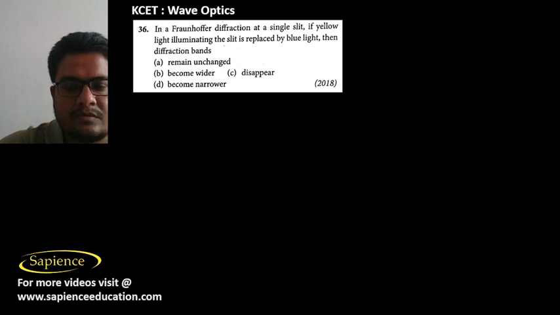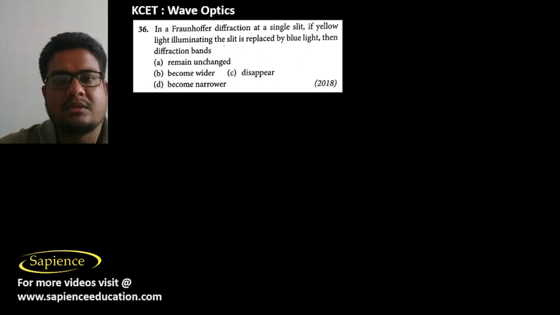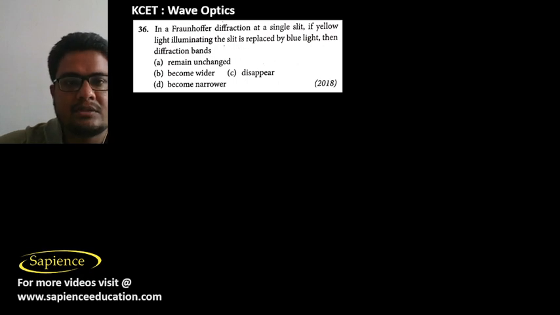In Fraunhofer diffraction at a single slit, if yellow light illuminating the slit is replaced by blue light, then what happens to the diffraction bands? The wavelength of blue light is less than the wavelength of yellow light. So then what will happen?